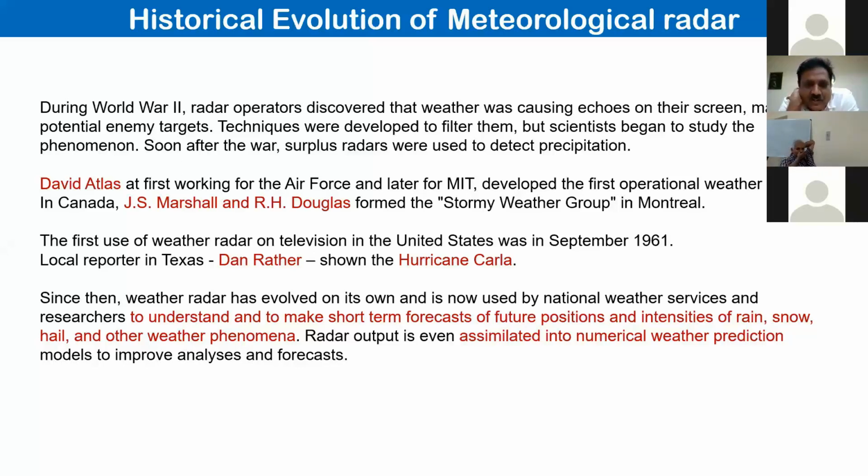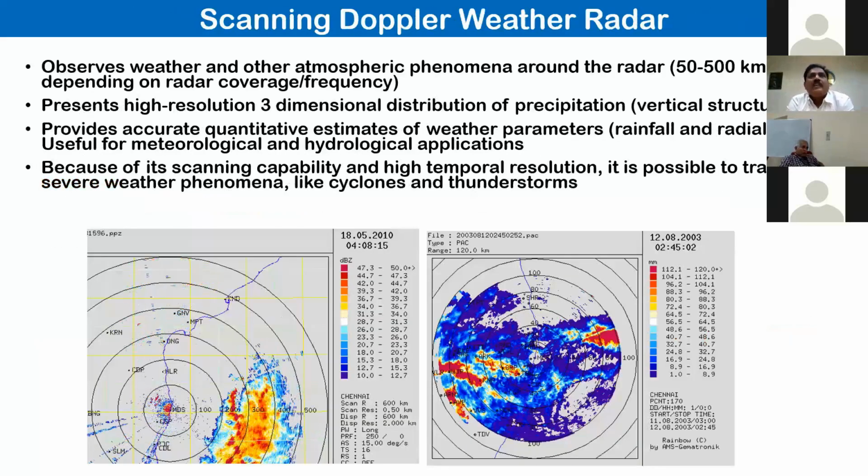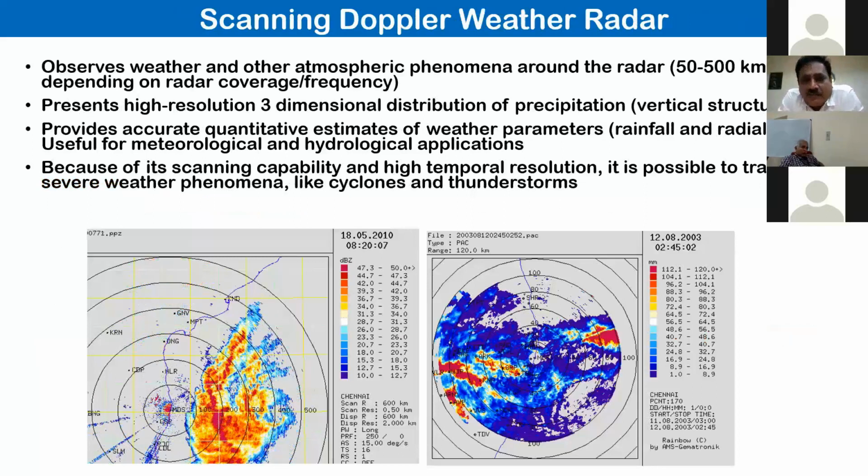So since then, weather radar has evolved on its own. It is now extensively used by the weather services, weather departments, and also researchers, basically to understand and to make short-term forecasts of the future position and intensities of rain, hail, and other weather phenomena. And also this data is assimilated into the numerical models to give a better, improved weather forecast. So now we will see what is the need for scanning Doppler weather radars.